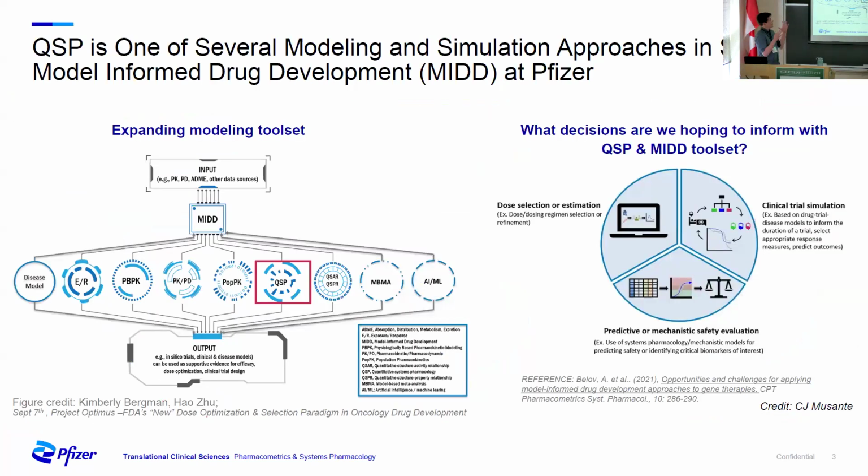Systems pharmacology, or quantitative systems pharmacology, is just one of many simulation approaches that are used in development at Pfizer. The kinds of questions we're going after are things like dose selection or estimation, clinical trial simulation for informing design, and predictive or mechanistic safety evaluation to help with development decisions. So that's the context for the work that I'm going to present today.